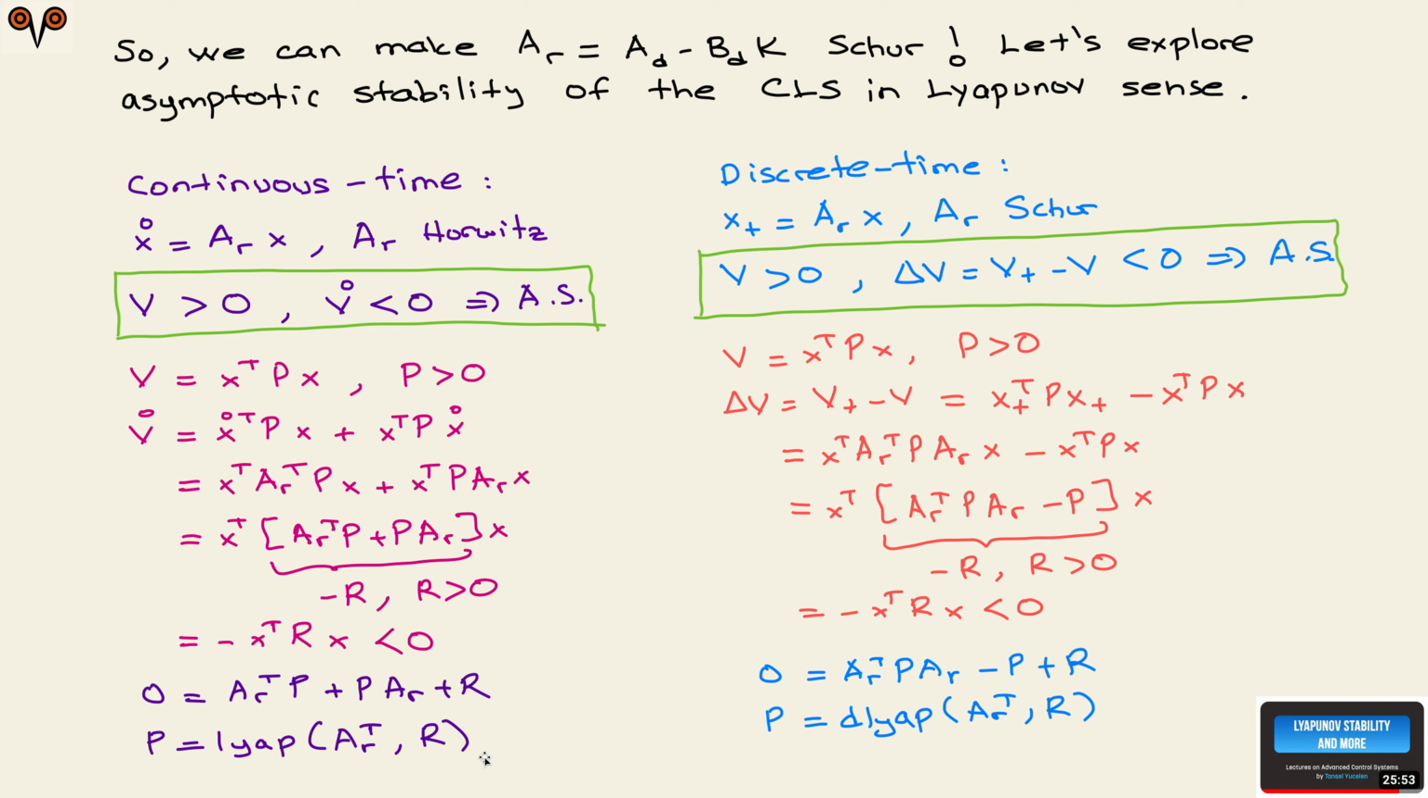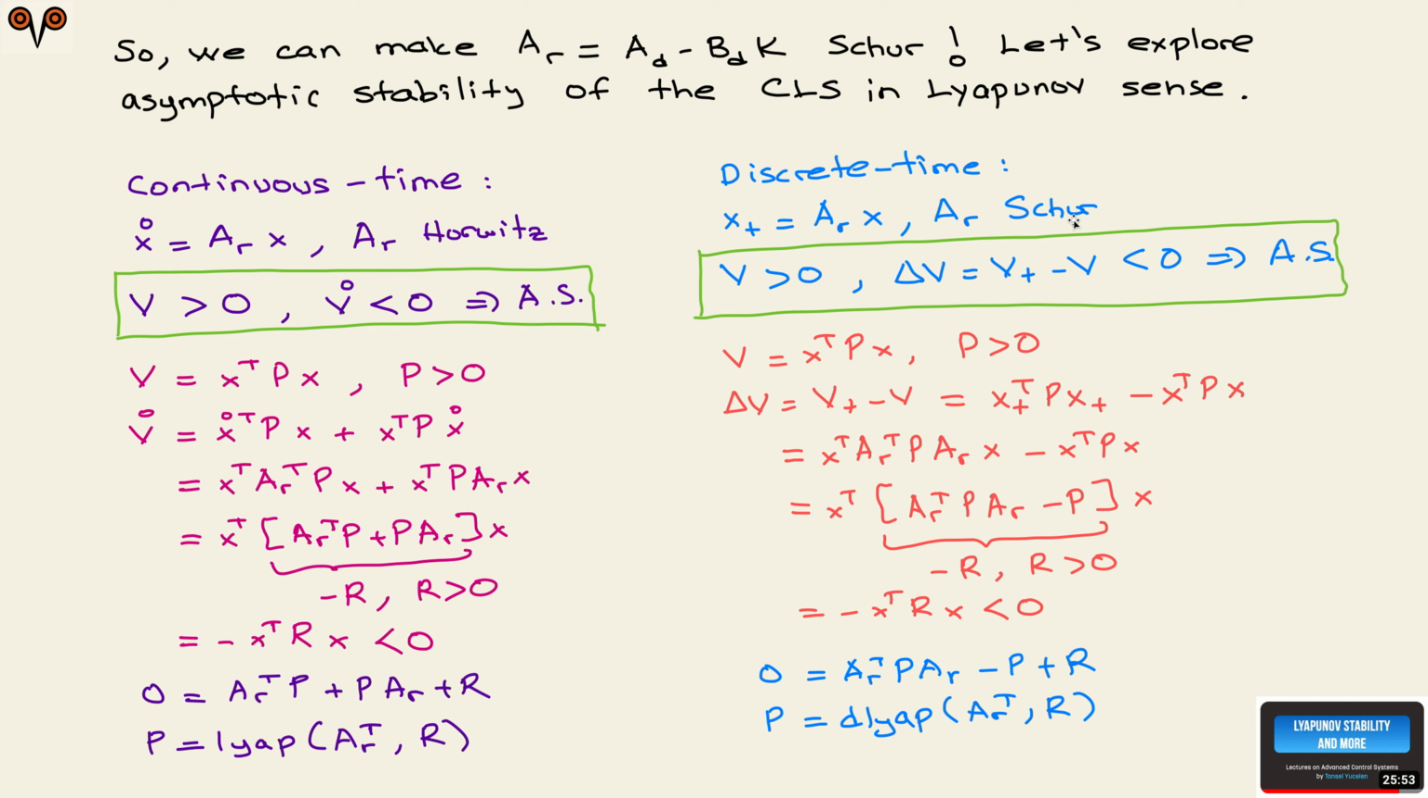Continuous time review, very brief. Basically, in continuous time, I am looking at x dot equals ARx, and we say AR is Hurwitz for asymptotic stability, so that all eigenvalues are in the left half plane. For discrete time, x plus equals ARx, we need AR to be Schur, all eigenvalues inside the unit circle, to claim asymptotic stability. We just discussed this.